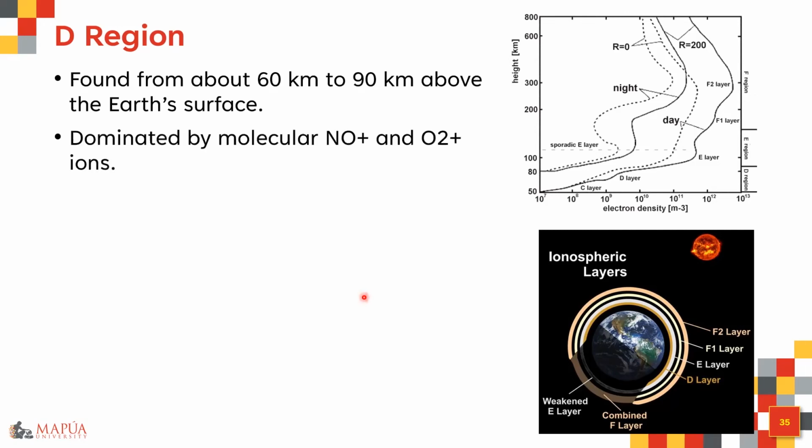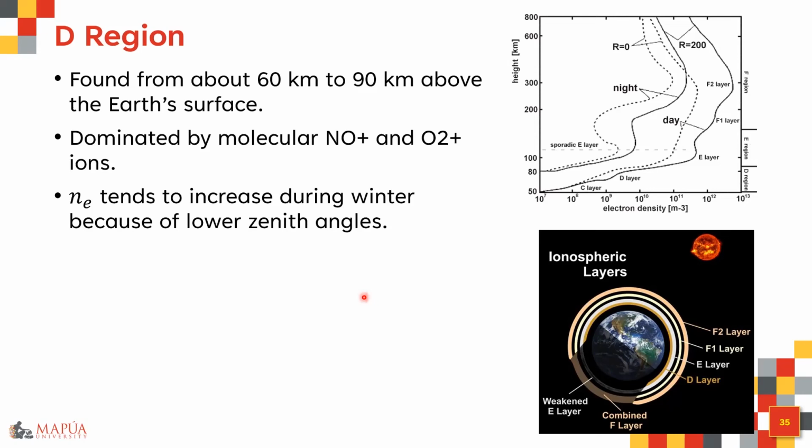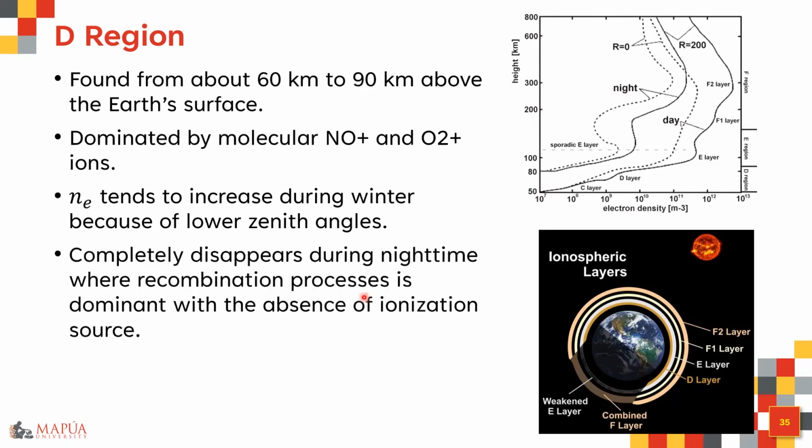It is dominated by NO+ and O2+ ions, and it tends to increase during winter because of the lower zenith angles. Remember, when you have lower zenith angles, the ionization energy is penetrating lower into the Earth's atmosphere. It completely disappears during nighttime, where the recombination process is dominant because of the absence of ionization.